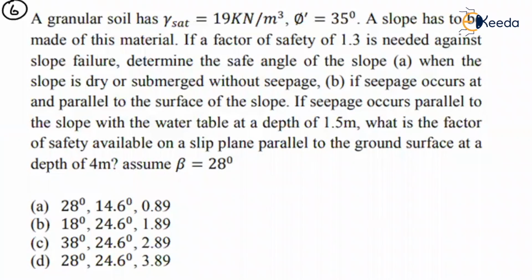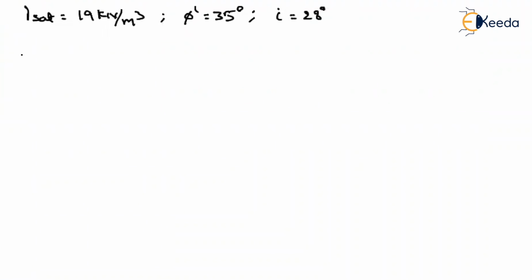So, first let me write down the given data. What is the gamma saturation given? That will be equal to 19 kilonewton per meter cube. Then what about the phi dash value? Phi dash is given as 35 degrees. And what about the inclination? 28 degrees.